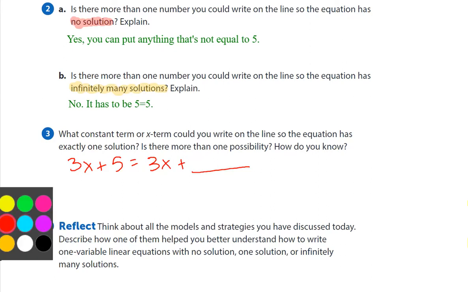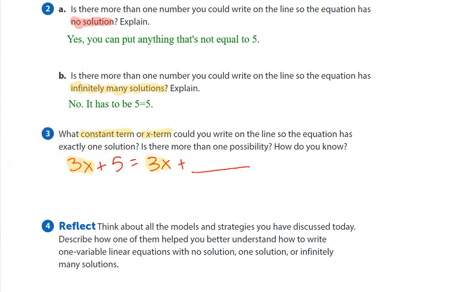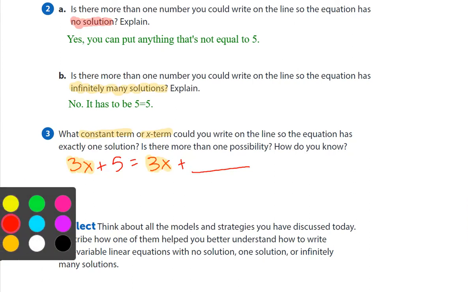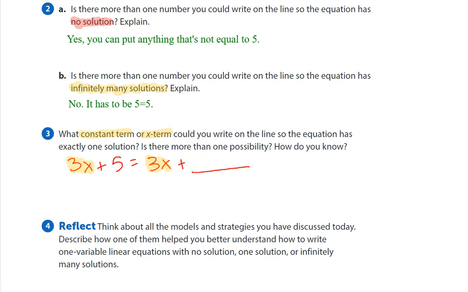However, it says a constant term or an x term, and I want you to notice, if there's 3x on both sides, then eliminating those would eliminate all the x's. So we need another x term. Let's put another x, just one more. So now it's 3x plus 5 equals 4x. There's 4 there now, because the question said we could.